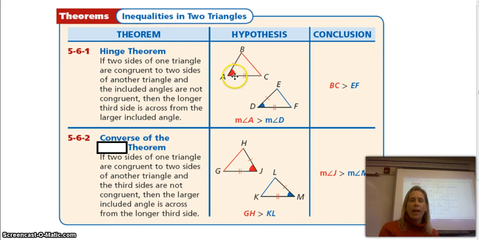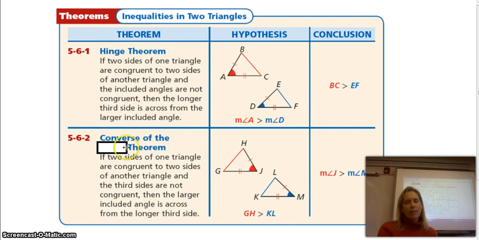So look at angle A here, it is larger than angle D. Therefore, side BC is longer than side EF. So imagine on a hinge that the two sides are equivalent, congruent, right? And so if the angle between them is larger, then that opposite side must be longer. That's what the hinge theorem is saying. It makes total sense, doesn't it?